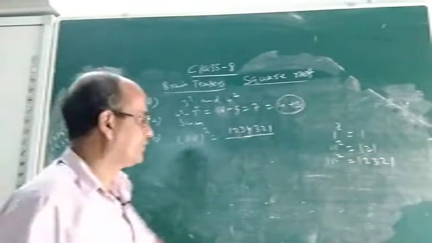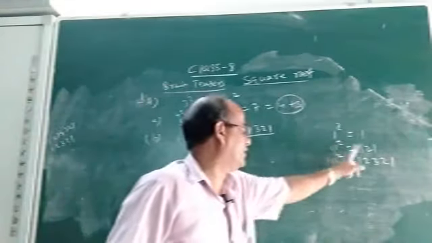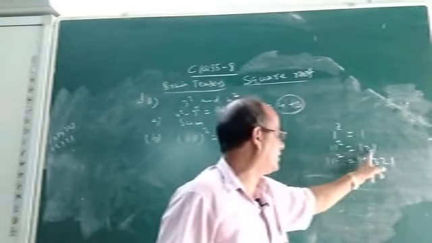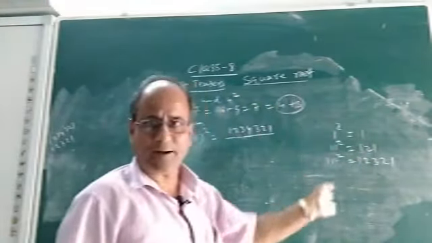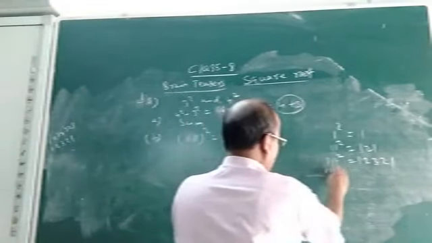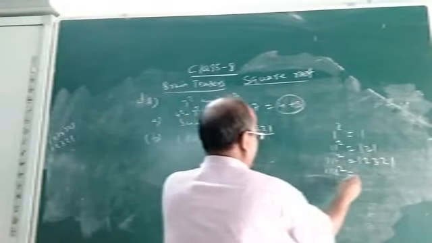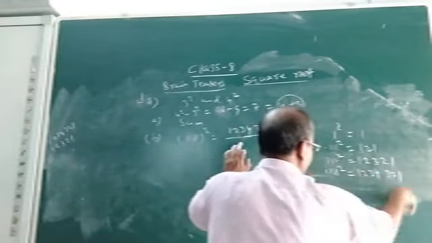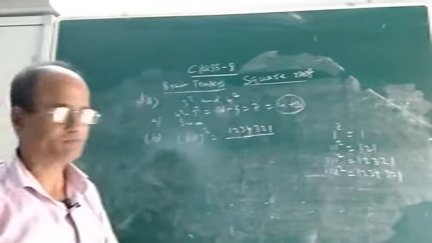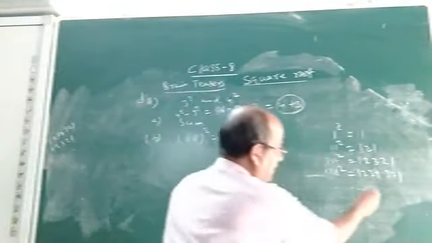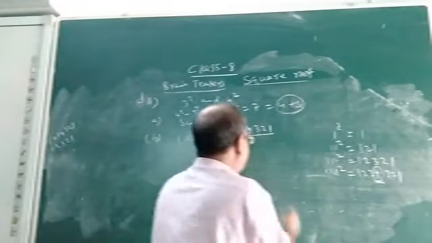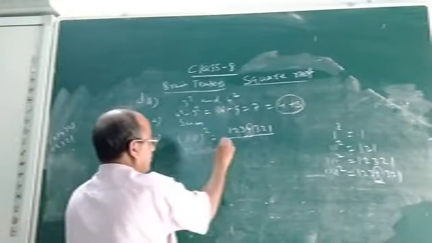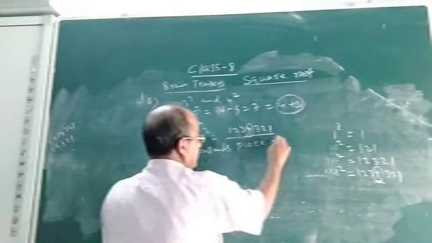You see the pattern. 1 square is 1, 11 square is 121, 111 square is 12321. 3 will come and 2, 1 will repeat the pattern. Similarly, 1111 square will be 1, 2, 3, then 4, then 3, 2, 1. So this is the pattern. Now what is the thousand place? See, the thousand place is 4. So the thousand place will be 4.